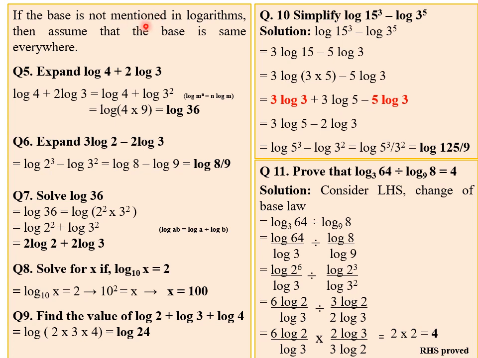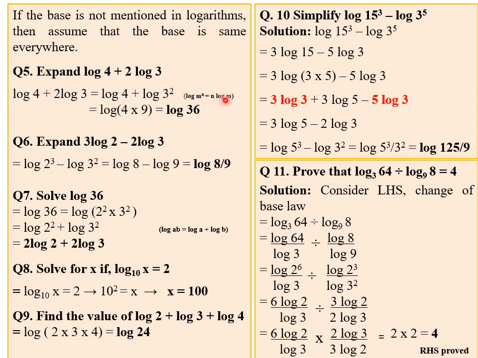So let us solve a few problems on this particular law so that it is more clear for you. Expand log 4 plus 2 log 3. As you can see in this question, bases are not given. So that means you are going to assume whatever the base is, it is the same, and you can proceed. So log 4 plus 2 log 3 is written as log 4 plus, here this 2 will go to the power.